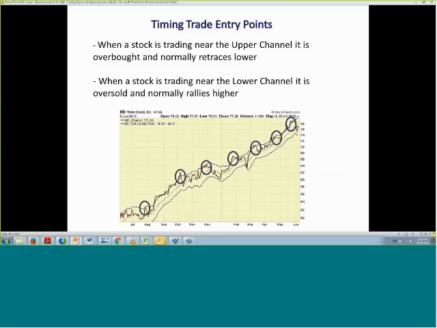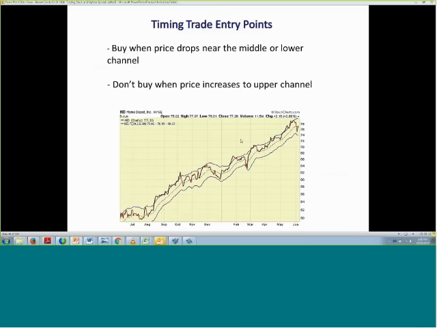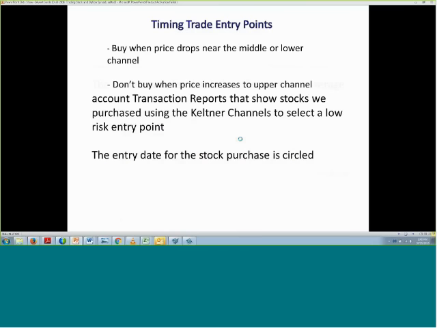When a stock is trading near the upper channel, it's getting overbought. When it's trading near the lower channel, it's getting oversold. So we can see that when it gets overbought, it normally retraces, and when it gets oversold, it normally rallies. So we can see oversold rallies, oversold rallies, oversold rallies. So we use the Keltner channels to help us time our entry, and we don't want to buy when the stock is trading near the upper channel. We want to wait till it retraces towards the middle or lower channel.